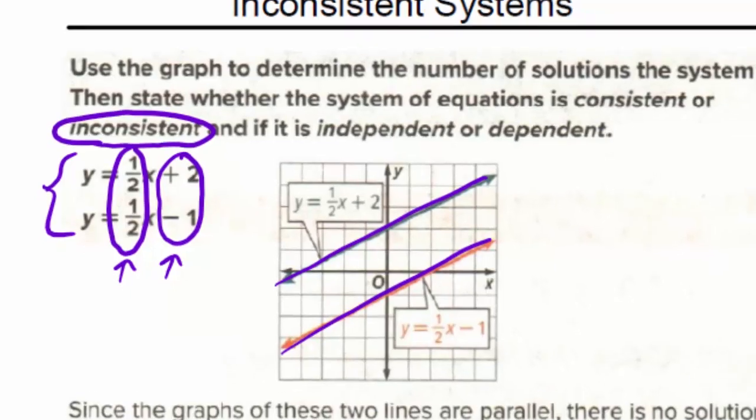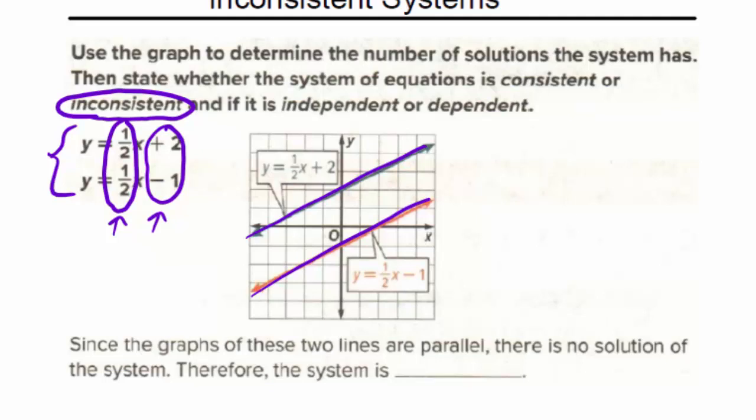Since the graphs of these 2 lines are parallel, there's no solution to the system. Therefore, the system is inconsistent. Inconsistent meaning doesn't work together.